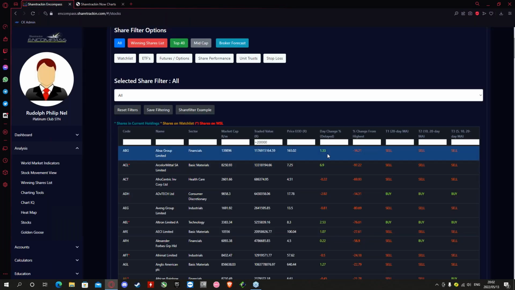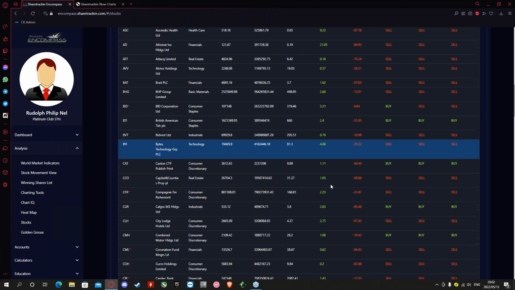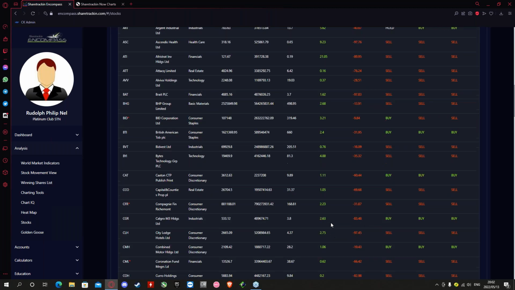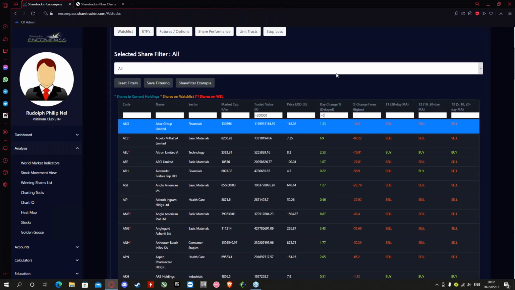All right, so this is the next thing we're going to change. We're going to change that day change percentage delayed to greater than 0. Okay, and it's only going to give you all your positive growers. You don't want any negative growers on this list. You only want your positive growers, because you want to see which shares have actually turned around since the previous day. Okay, so it means that those shares might be going in a bullish trend, like for instance ABG.